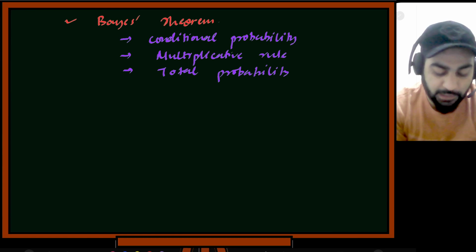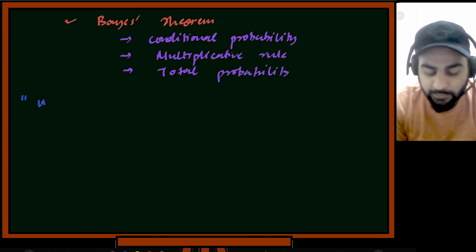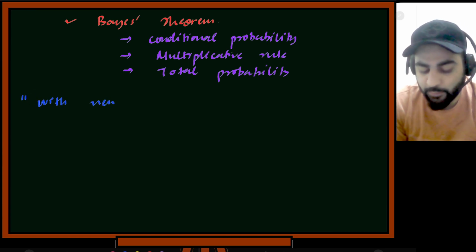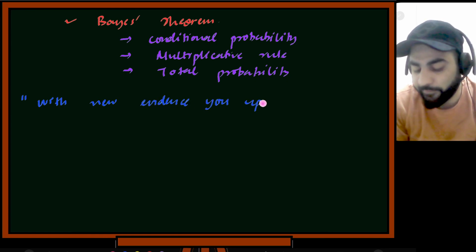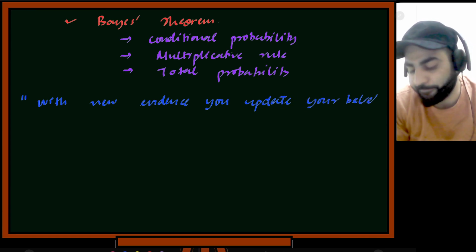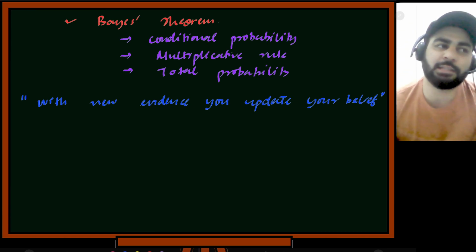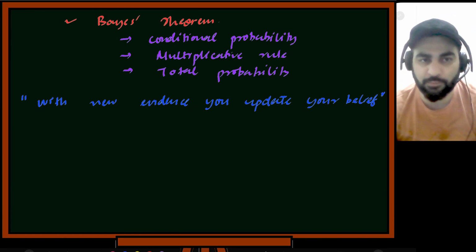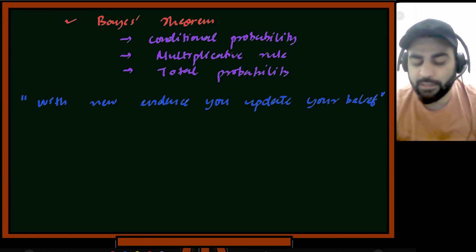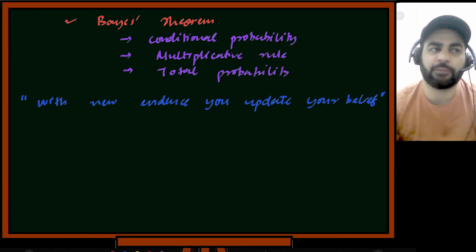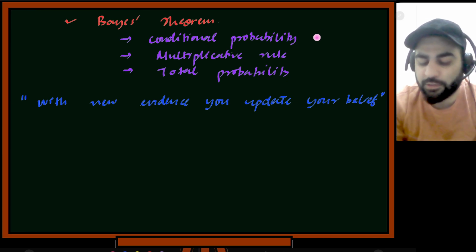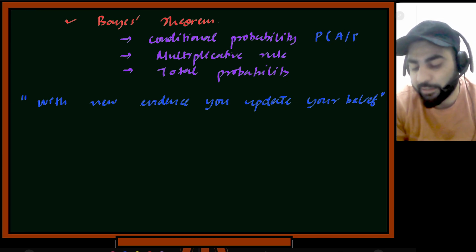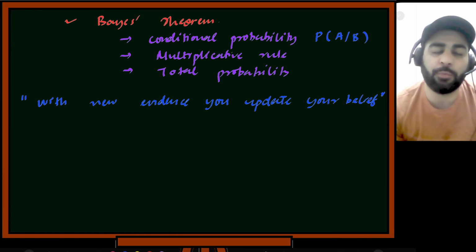The main thing that I wanted you to remember is, with new evidence you update your belief and do not change it. On getting some new evidence we don't change our beliefs, we just update the belief. Conditional probability was: if something happened, what is the probability of other events. This was denoted by probability of A given B. That is, given that B has happened, what's the probability that now A will happen?